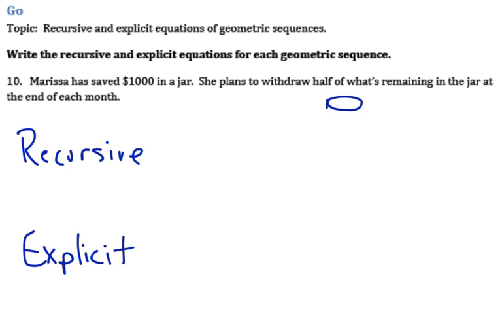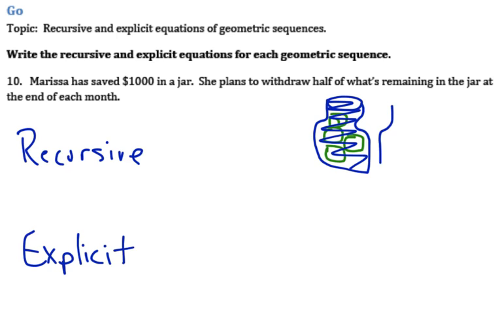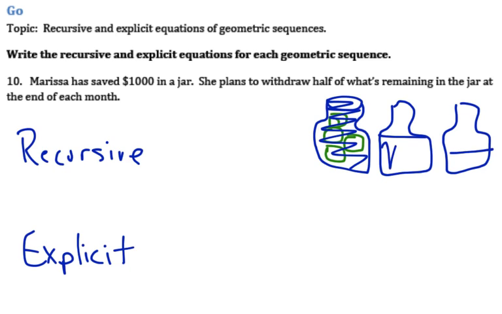Okay, so if you needed to draw a picture, you could have a jar in here, and you could have lots of money. Basically, she's going to start out with it being full of money, and then she's going to withdraw half of it for each month. So half of what remains, half of what remains. That's kind of what you're thinking here.